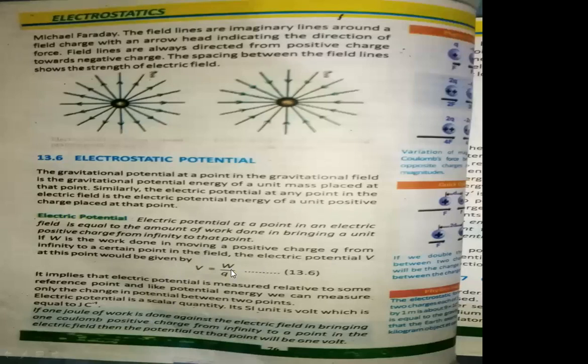If 1 joule of work is done to bring the unit positive charge from infinity to that point in the electric field, the electric potential will be 1 volt. Our electric potential will be 1 volt if we apply 1 joule of work in bringing the unit positive charge from infinity to that point in the electric field. So this is the definition of 1 volt.